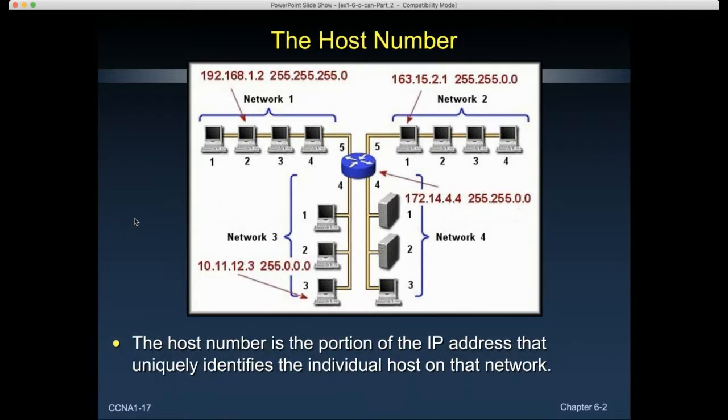The host number is the portion of the IP address that uniquely identifies the individual host on the network. I can't use all zeros, can't use all ones, but I can use 00000001, 2, 3, and 4. On a /24, I have 250 more addresses I can use. Those are valid addresses that I can assign.